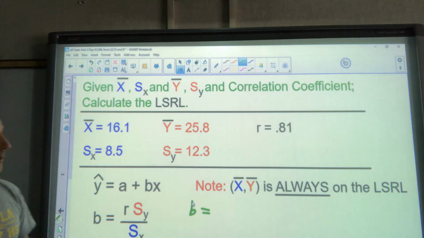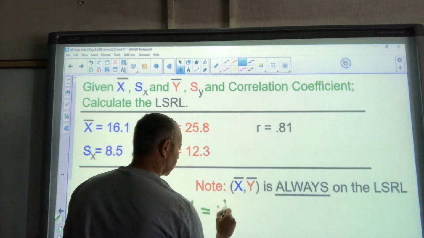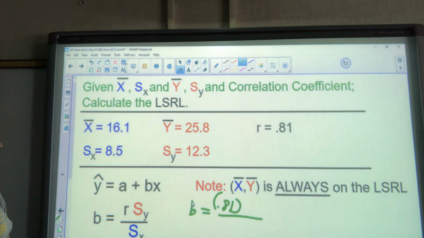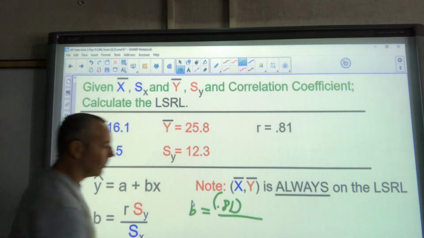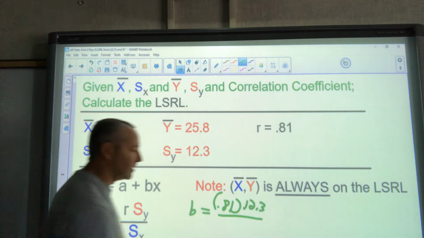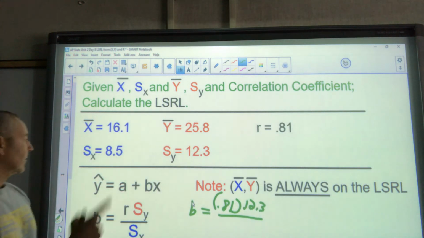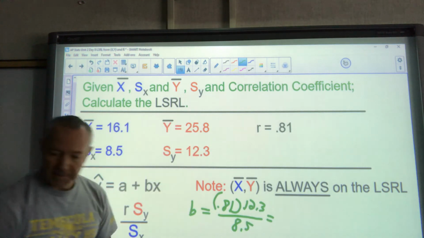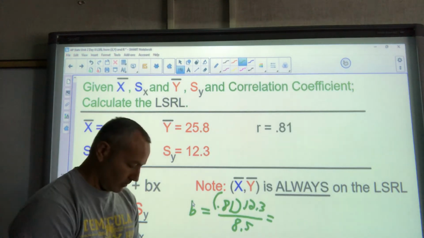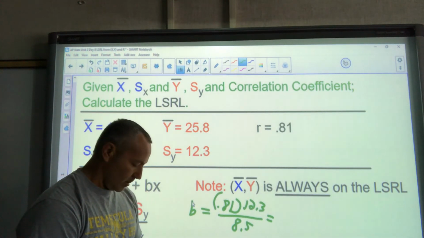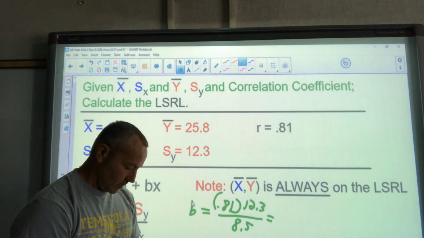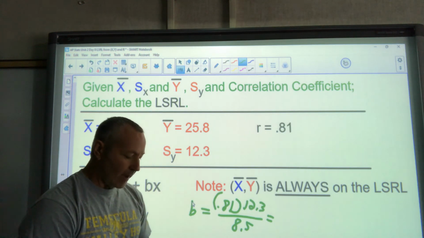Okay, first of all, b equals r, 0.81, multiplied by the standard deviation of the y's, which is right there, 12.3, divided by the standard deviation of the x's, which is 8.5. Let's calculate our b value there. And I got 1.17.